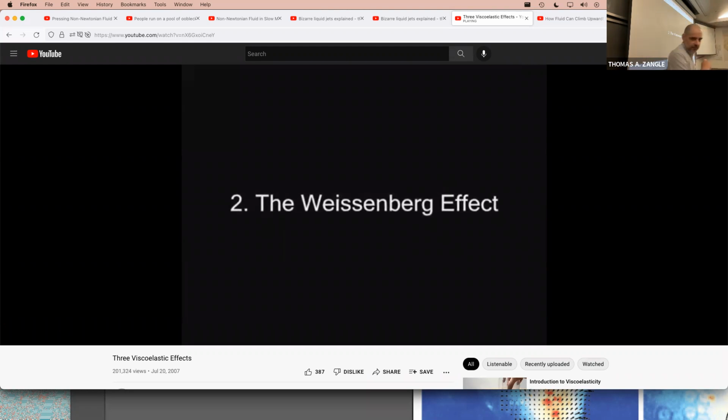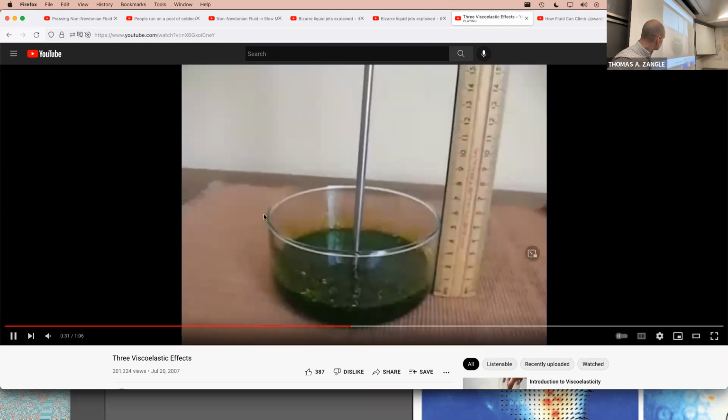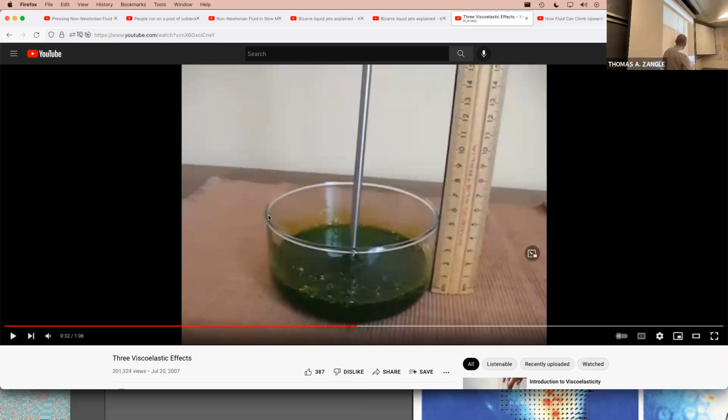The Weissenberg effect. So the setup here, we have a container full of the fluid. We're going to take this rod and spin it. Now in water, what happens when I spin the rod? What happens to the surface in particular of the fluid?